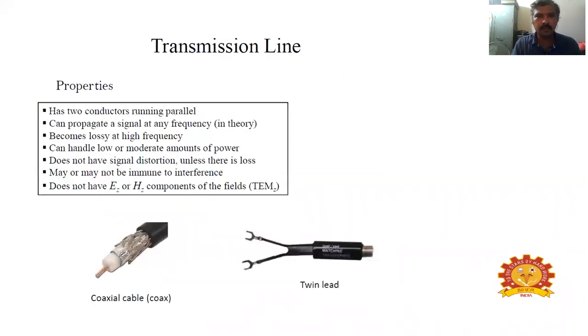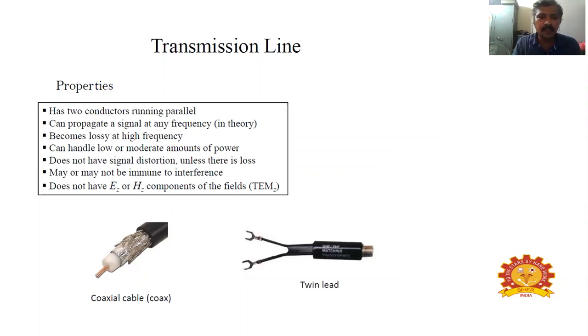Now let us see some of the important properties of the transmission line. It has 2 conductors running parallel and can propagate a signal at any frequency. At high frequency, it becomes very lossy. It can handle low or moderate amounts of power, whereas it may not be best suited for high amounts of power. It does not have signal distortion, though if there is loss there will be some sort of distortion. It may or may not be immune to interference.